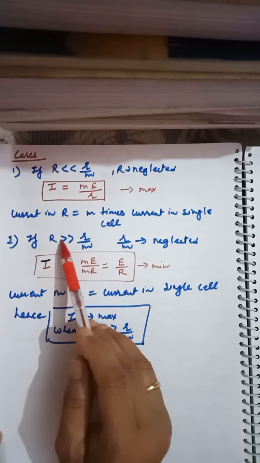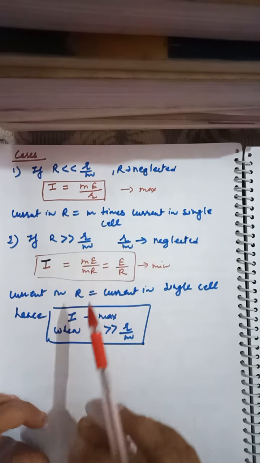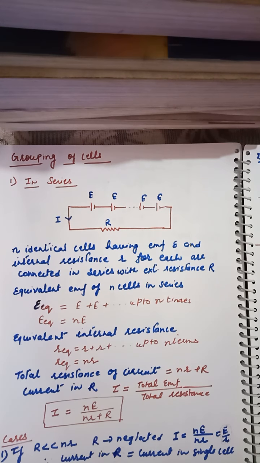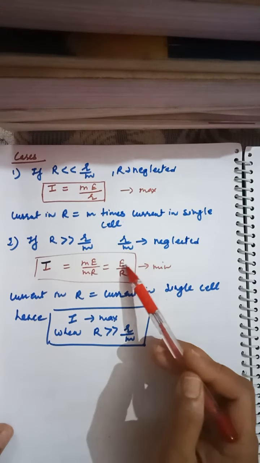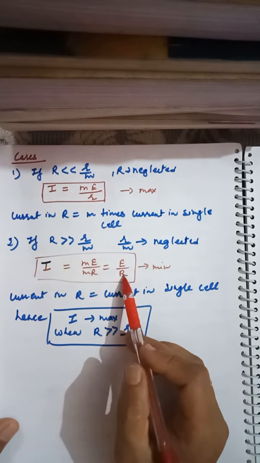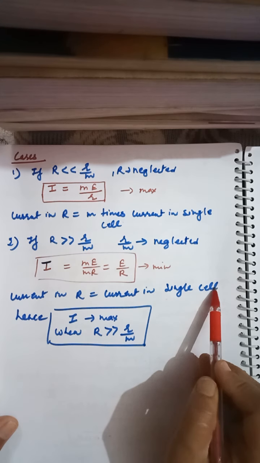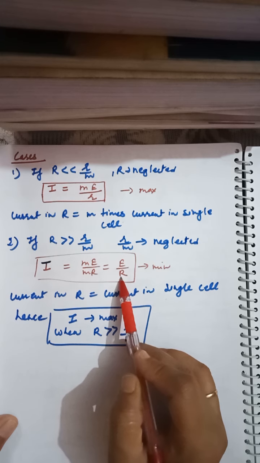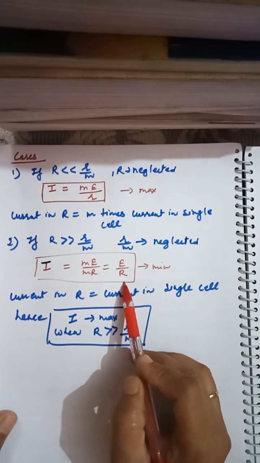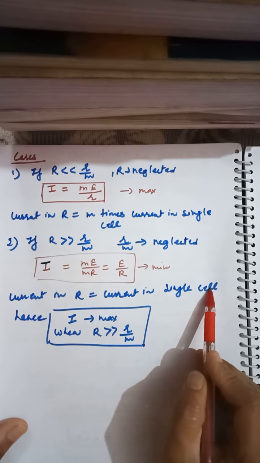And second case, if capital R is much greater than r by M, then r by M is neglected. When r by M is neglected, then you have got ME upon MR, so you will be getting E by R. So you have got E by R. This is the current flowing in capital R. Okay, and this value we can say current in capital R is the current in the single cell, because the same current will go in the single cell and the same current will go in capital R. Clear? So the current in capital R is equal to the current in the single cell.